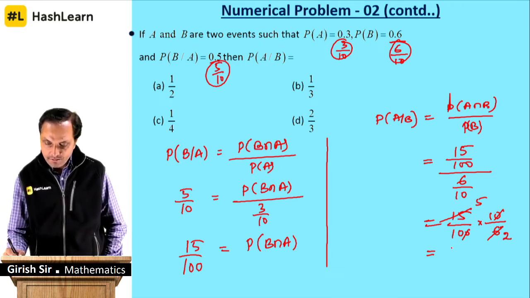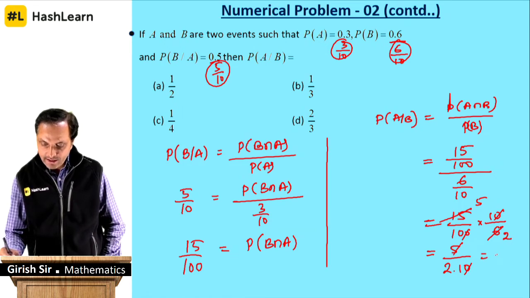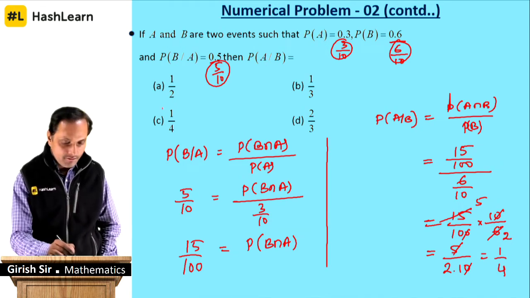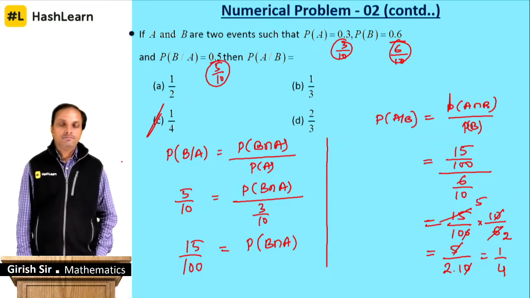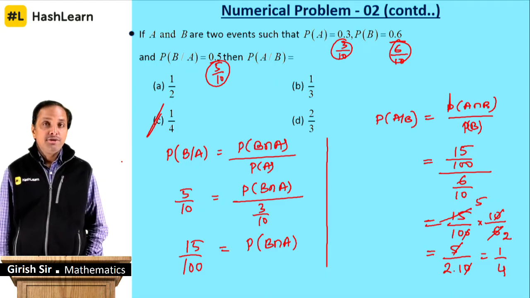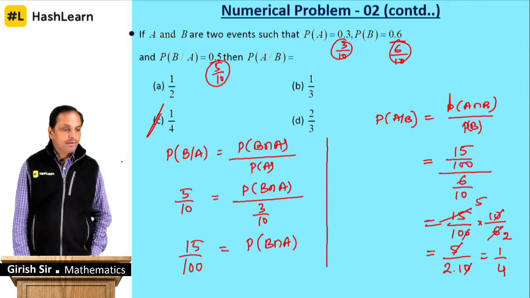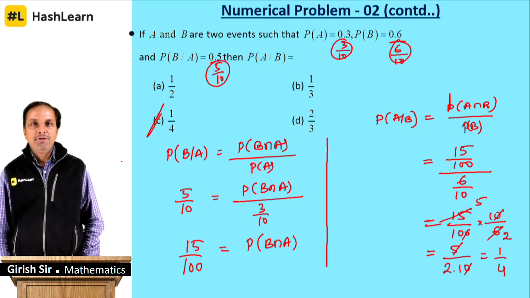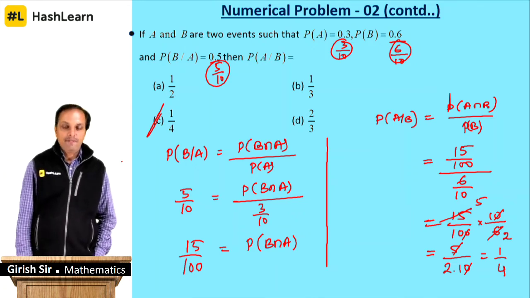So that will give you 5 by 2 into 10. After cancelling, we get 1 by 4, which is here in option C. Is it clear, guys? Hope you followed the problem. You just need to make use of the appropriate formula, find the unknown parts, substitute and simplify.